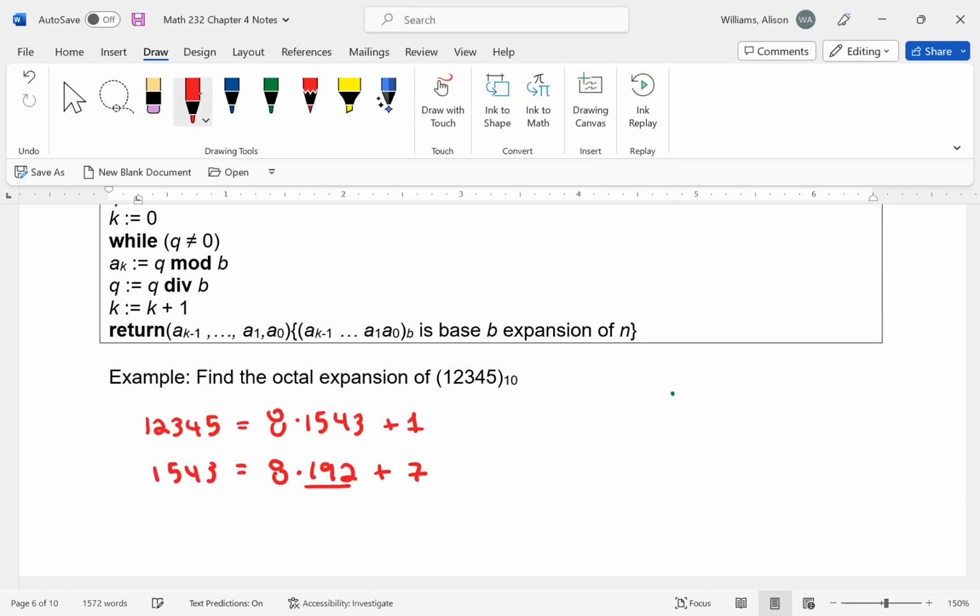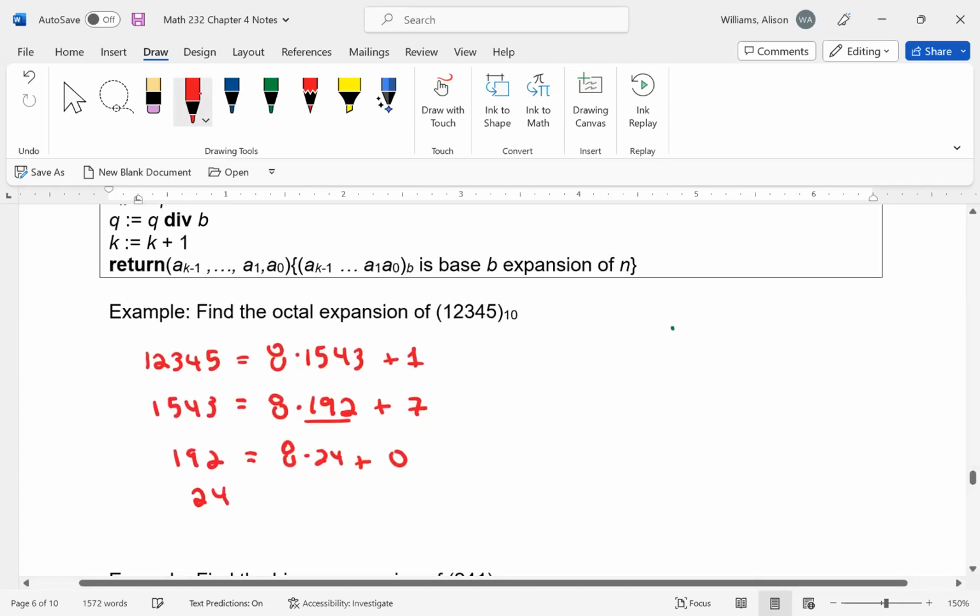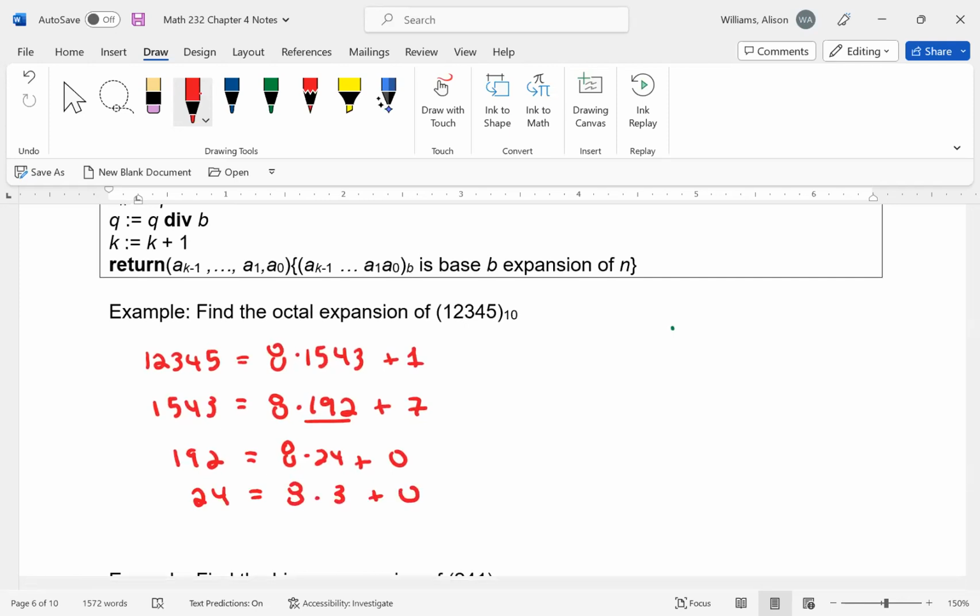So I'm going to take now the 192 and divide it by 8. On my calculator, I got 24 exactly. So that means it doesn't have a remainder. 8 times 24, so the remainder is 0. And then I'm going to divide 24 by 8, which I happen to know, again, doesn't have a remainder. It's 0. And then I'm going to take 3 and divide it by 8, but of course I can't. So this is 8 times 0 plus 3.